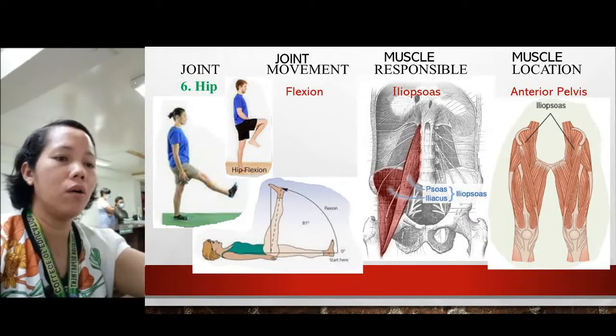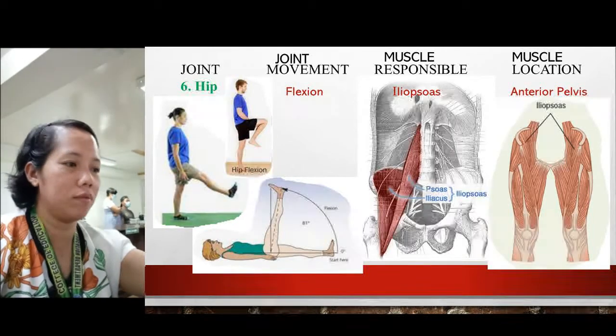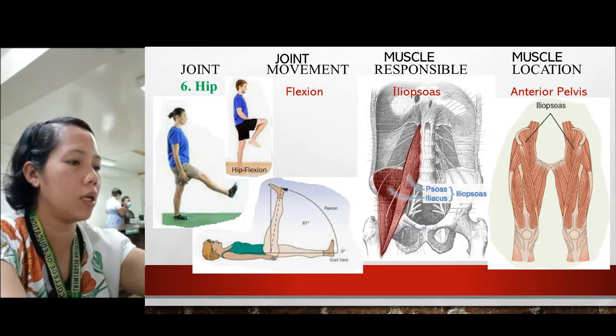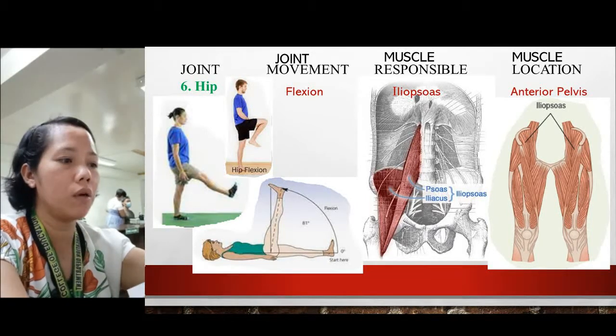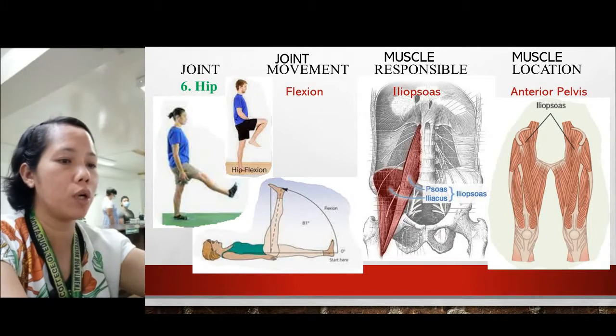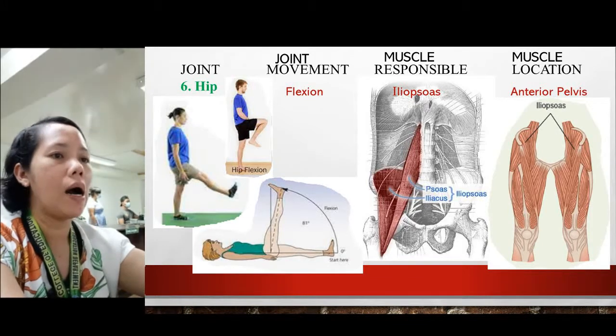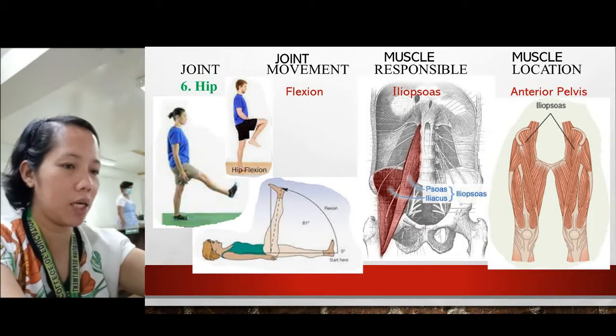Finally, we are on the hip joint. Okay, how many movements can the hip do? 1, 2, 3, 4. Okay, 4. So the first joint movements are flexion, then extension, abduction, and adduction.